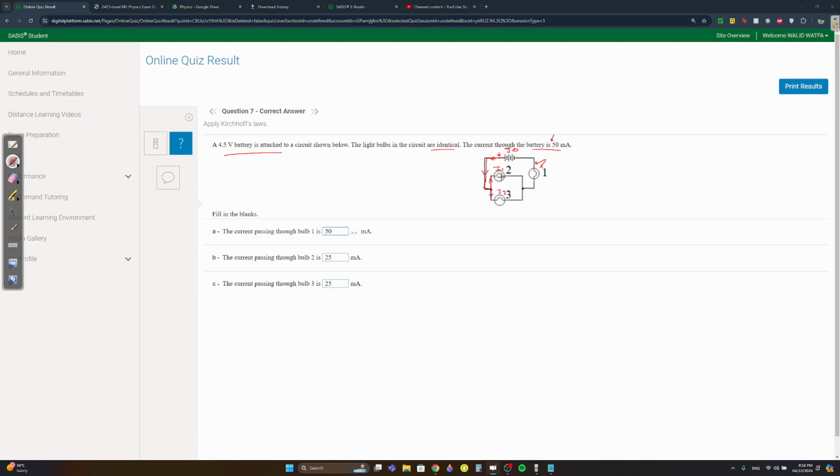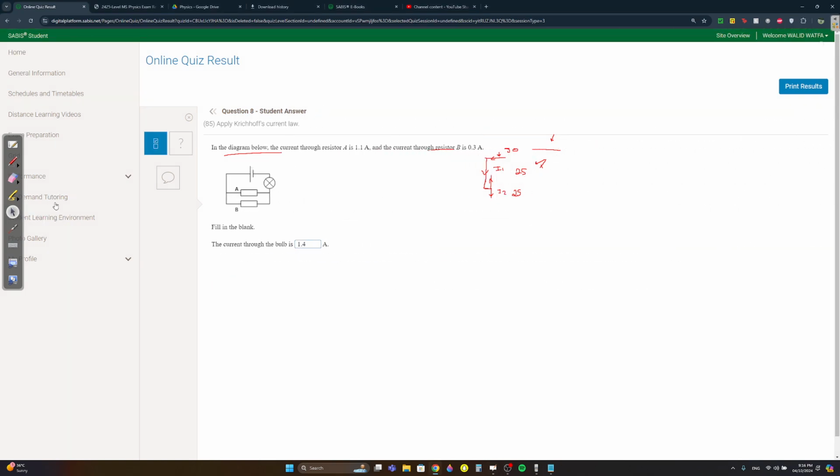So if you have two identical light bulbs, they're both gonna absorb the same amount of current. And since they add up to 50, that means they're equal to each other. So 50 divided by 2, that means you have 25 here, or 25 here. So 25, 25. This was an AMS question.